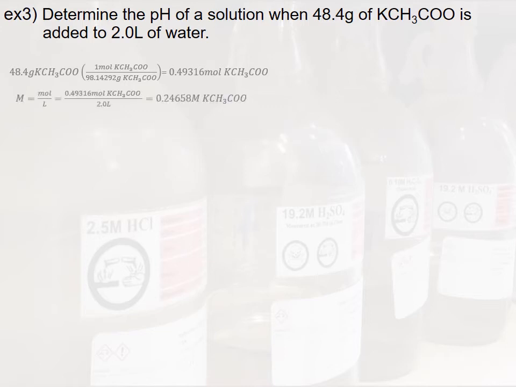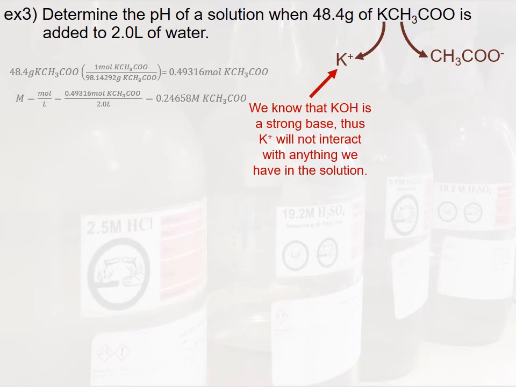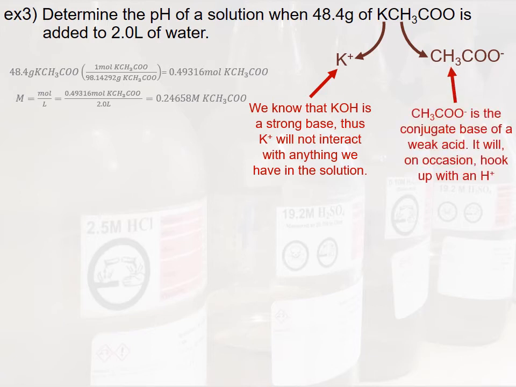Now, potassium acetate is going to separate into potassium ions and acetate ions. The K plus, I'm not going to have to worry about. We know that KOH is a strong base, thus K plus will not interact with anything we have in solution. But the acetate is a conjugate base of a weak acid. It will, on occasion, hook up with H plus ions. And when it does that, it's going to cause the H plus concentration to decrease. And when the H plus concentration decreases, the OH minus concentration increases, which means the solution will become basic.